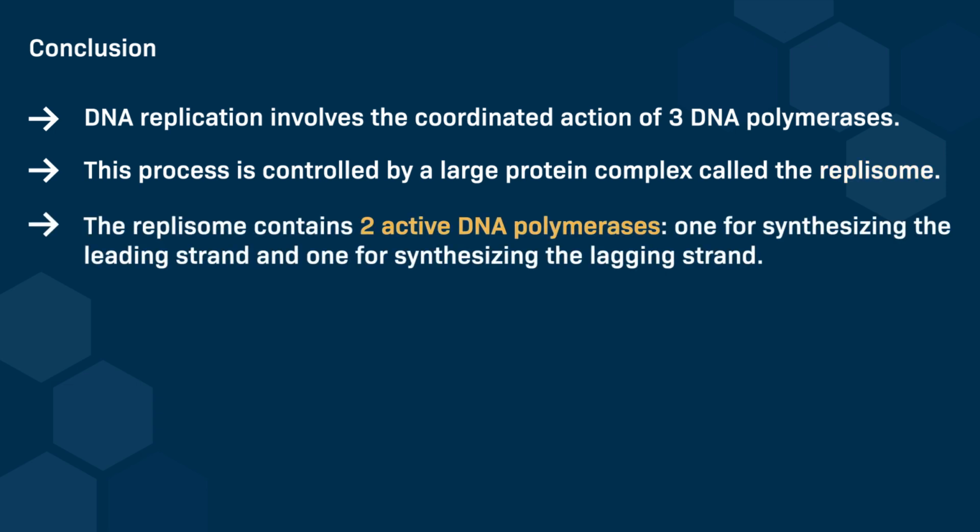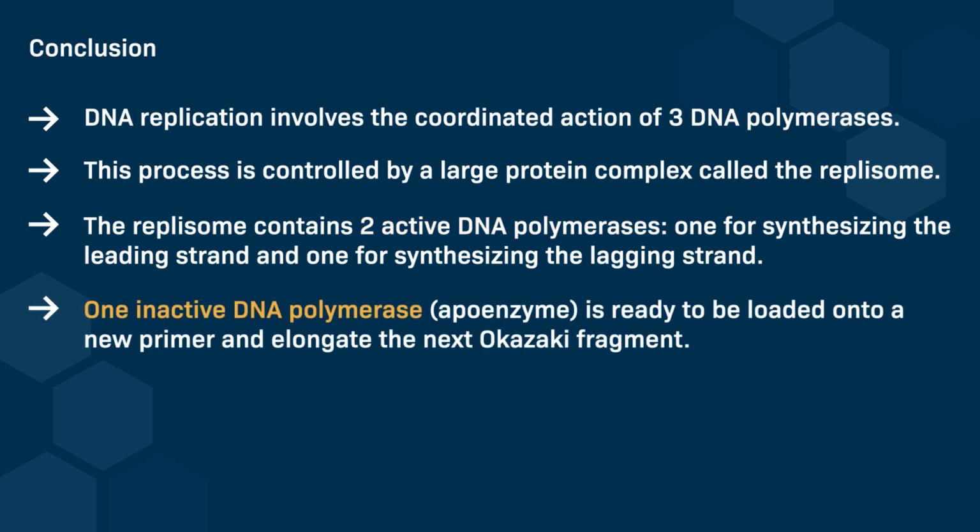The replisome contains 2 active DNA polymerases that synthesize the leading and lagging strands, and 1 inactive DNA polymerase which is ready to be loaded onto a new primer and elongate the next Okazaki fragment. The structure and function of the replisome allow for the simultaneous synthesis of 2 DNA strands in opposite directions.